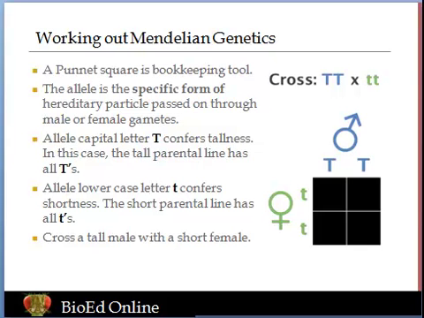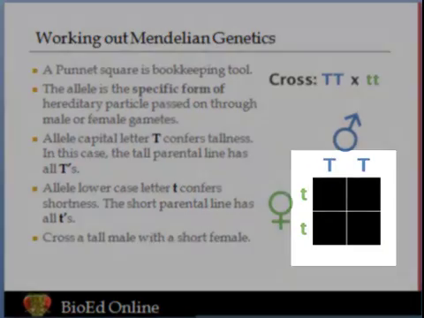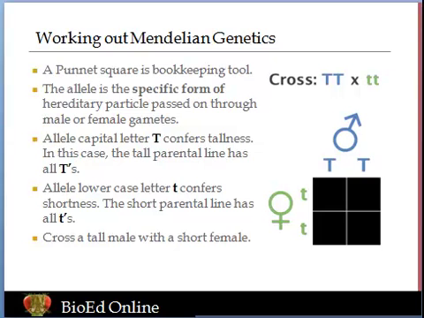And how do we figure out what Mendel was determining with his pea plants? One way of doing that, or working out Mendelian genetics, is to use something called a Punnett square. It's simply this box here in the lower right-hand corner. The Punnett square can be thought of as a bookkeeping tool. It allows us to work out all the different possible combinations of male or female gametes for a particular cross. For the sake of simplicity, we will refer to these male and female gametes as sperm and egg.